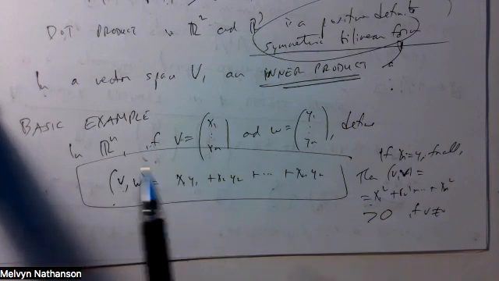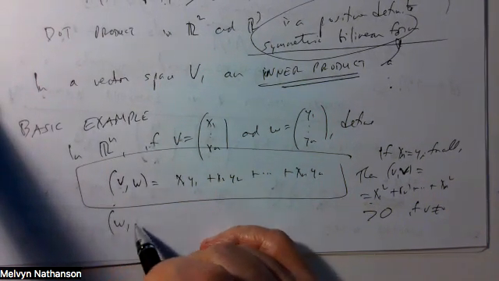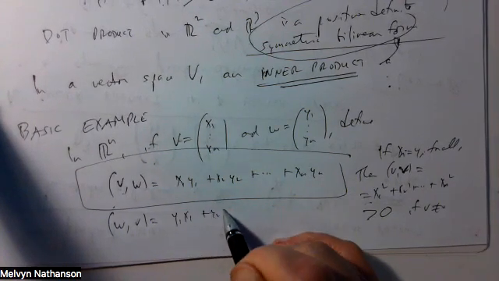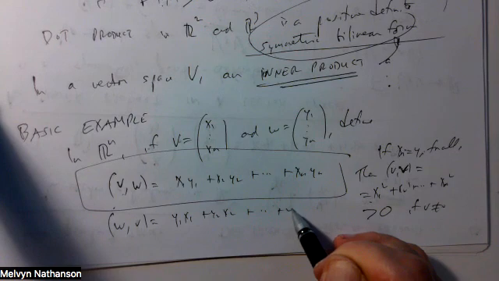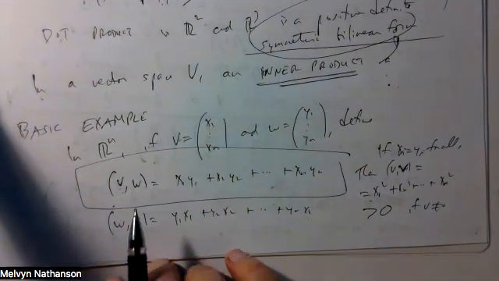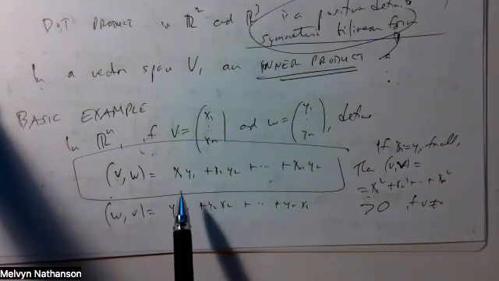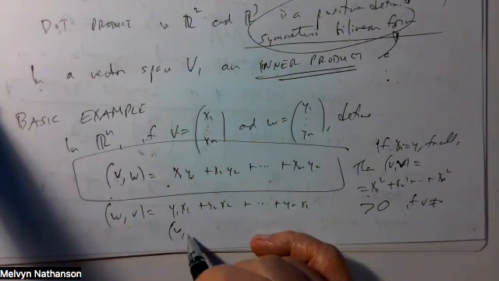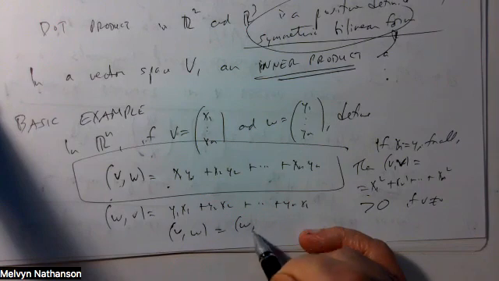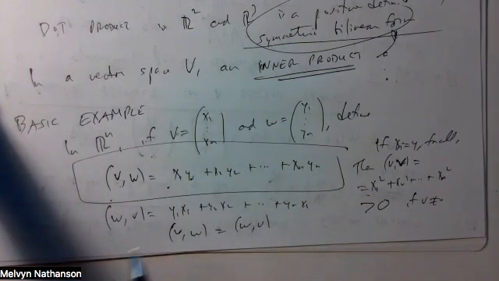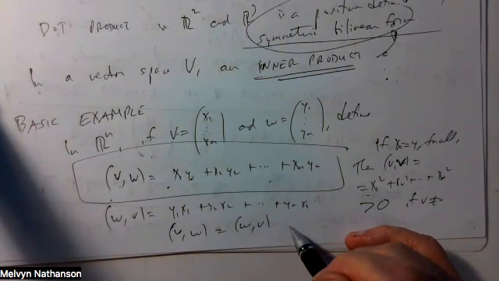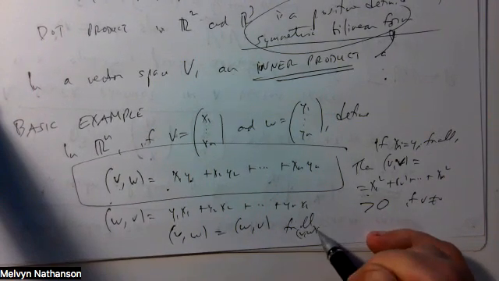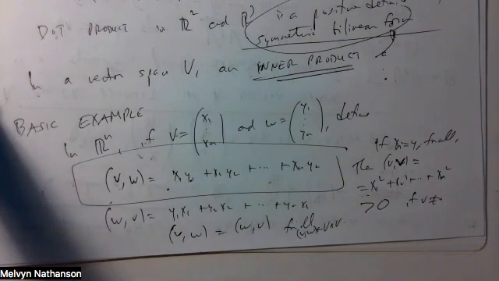And also if you look at W comma V, that would be y1 x1 plus y2 x2 up to yn xn, but multiplication of real numbers is commutative. x1 y1 equals y1 x1 and so forth. So the inner product of V and W is the inner product of W and V for all V and W in V cross V.